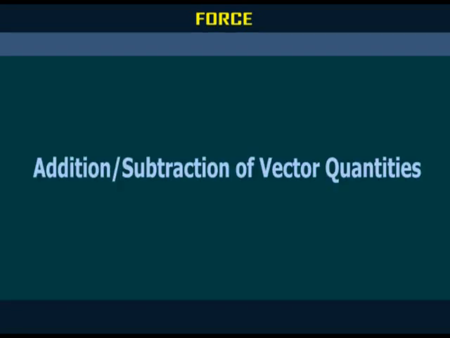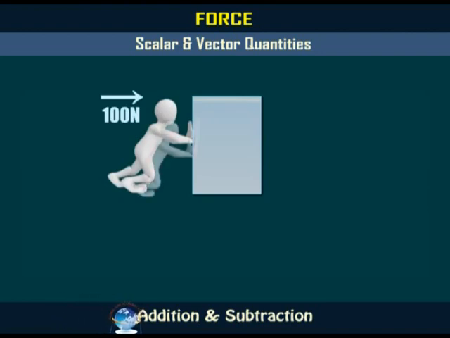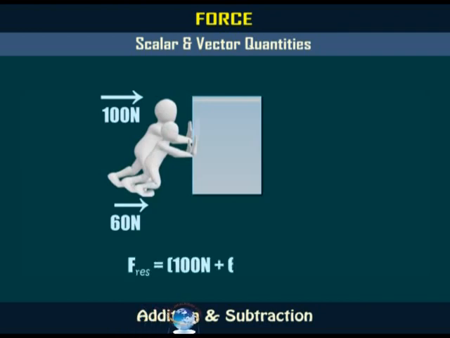All vector quantities obey a special rule for addition and subtraction, which takes into account the direction as well as magnitude. The sum of two or more vectors is the resultant vector. Consider a person pushing a block with a force of 100 newtons and another person pushing it with a force of 60 newtons. The resultant force will be 100 plus 60, which is 160 newtons towards the right.